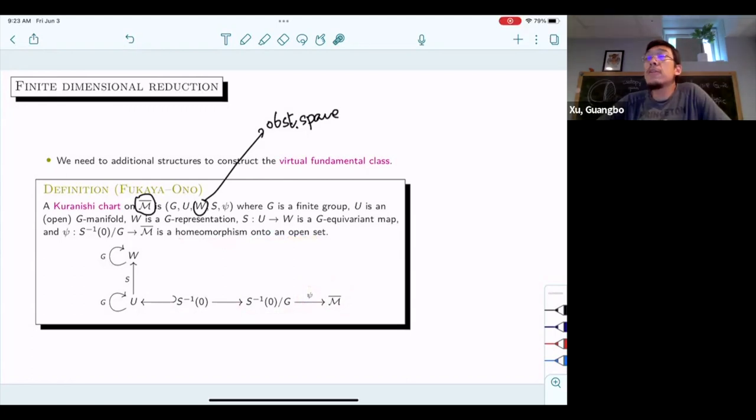So the idea is basically that locally, the moduli space is cut out by an elliptic partial differential equation. And because of Fredholm theory, you can actually reduce the partial differential equation to finite dimensions, so that the solution space is locally the same as the zero locus of some map from a finite dimensional manifold to a finite dimensional vector space. However, in general you need to divide by this local symmetry group, which could be non-trivial.